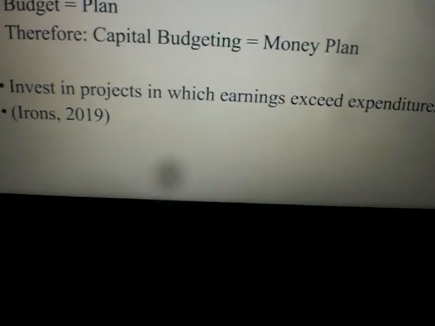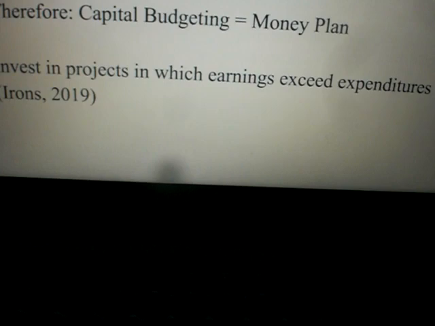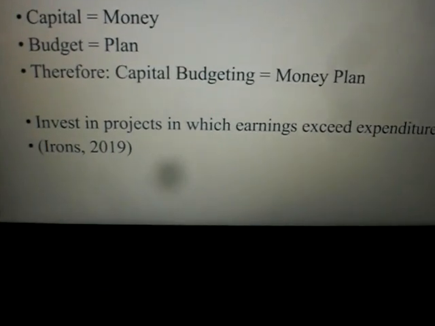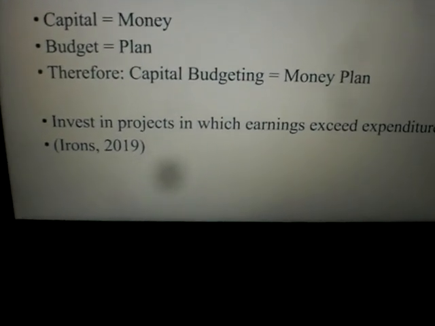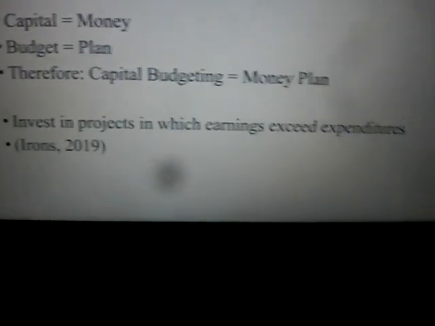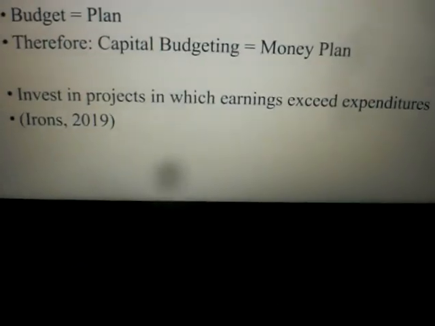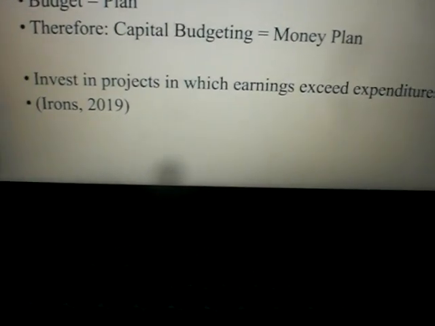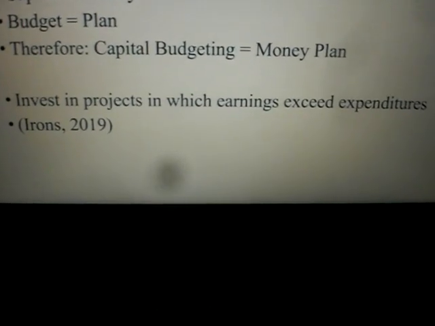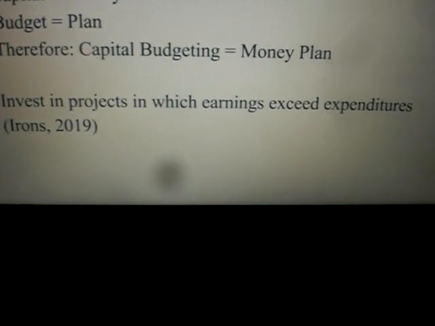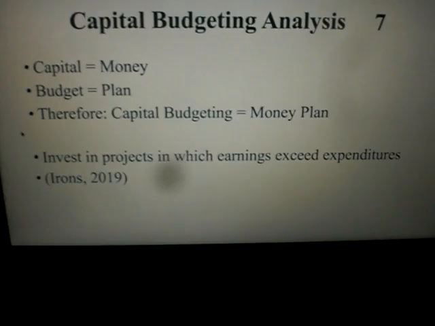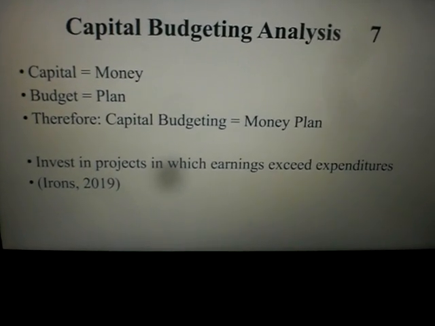Capital budgeting analysis. Now, this is different than sensitivity analysis. Instead of 6 steps, there's 5 steps. Now, capital equals money. A budget equals plan. Therefore, capital budgeting logically equals a money plan. And capital budgeting analysis means money plan analysis. So it sounds like common sense, but invest in projects in which earnings exceed expenditures. Okay? We're not reinventing the wheel here.